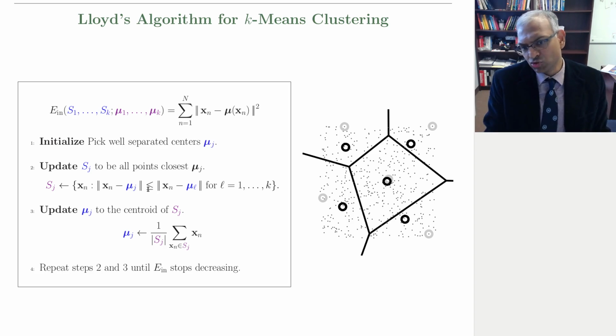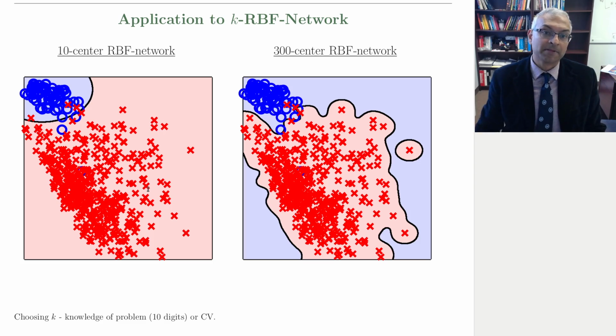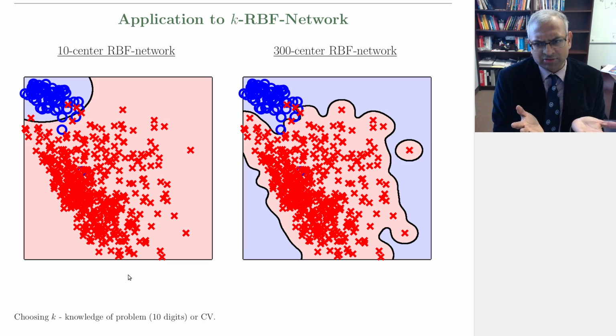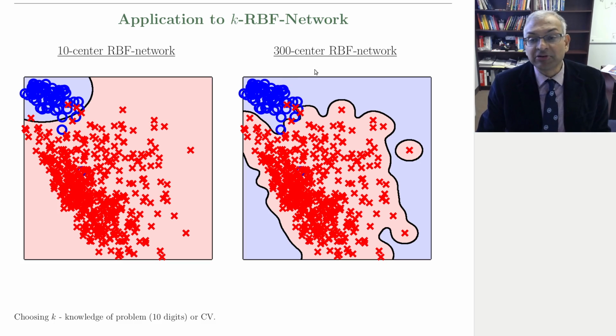Now, let me show you an application of this k-means clustering algorithm to the radial basis function network. Remember, the first step was to find centers, so we use Lloyd's algorithm to find centers. If we do a 10 center radial basis function network, why 10? Well, I picked that because I know something about the digits data. There are 10 classes. And look at the beautiful separator that we get. Now, if I pick a 300 center RBF network, then we clearly have overfitting.